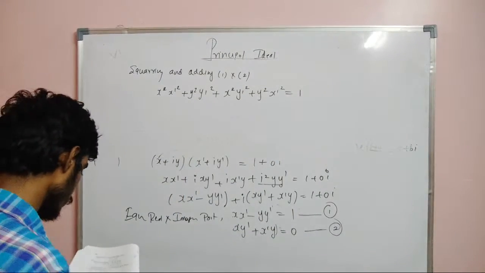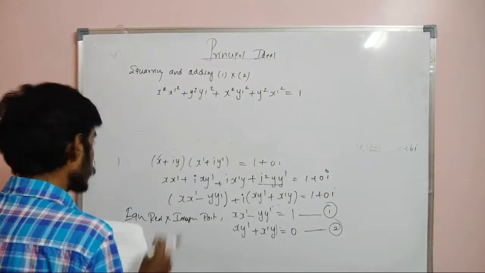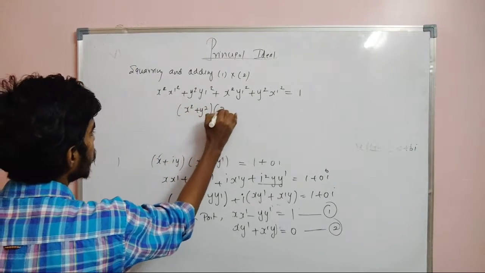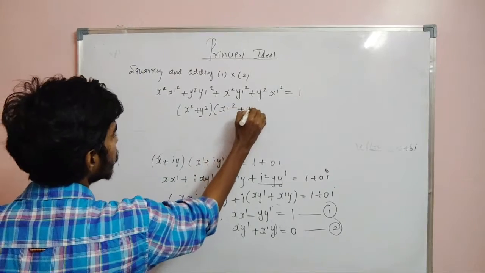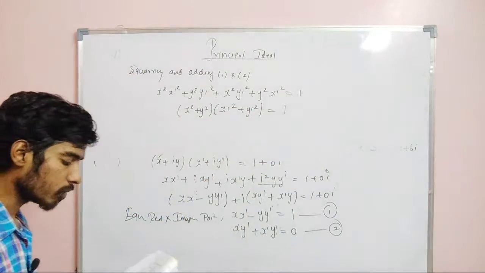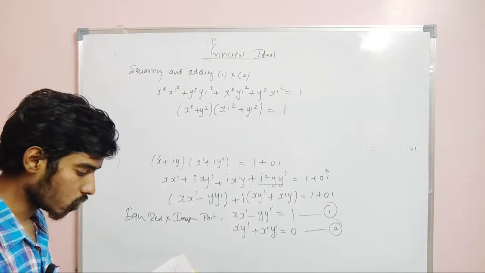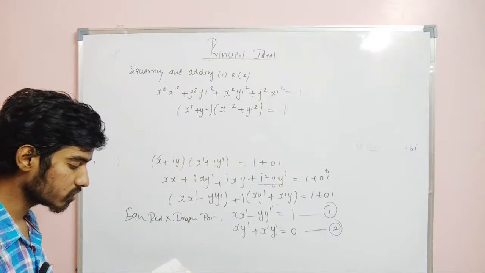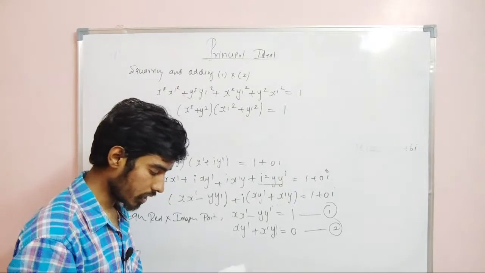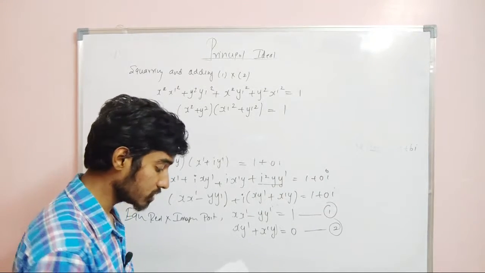Now this can be written as x square plus y square into x' square plus y' square is equal to 1. Now the product of two positive integers can be equal to 1 if and only if each one of them is equal to 1.